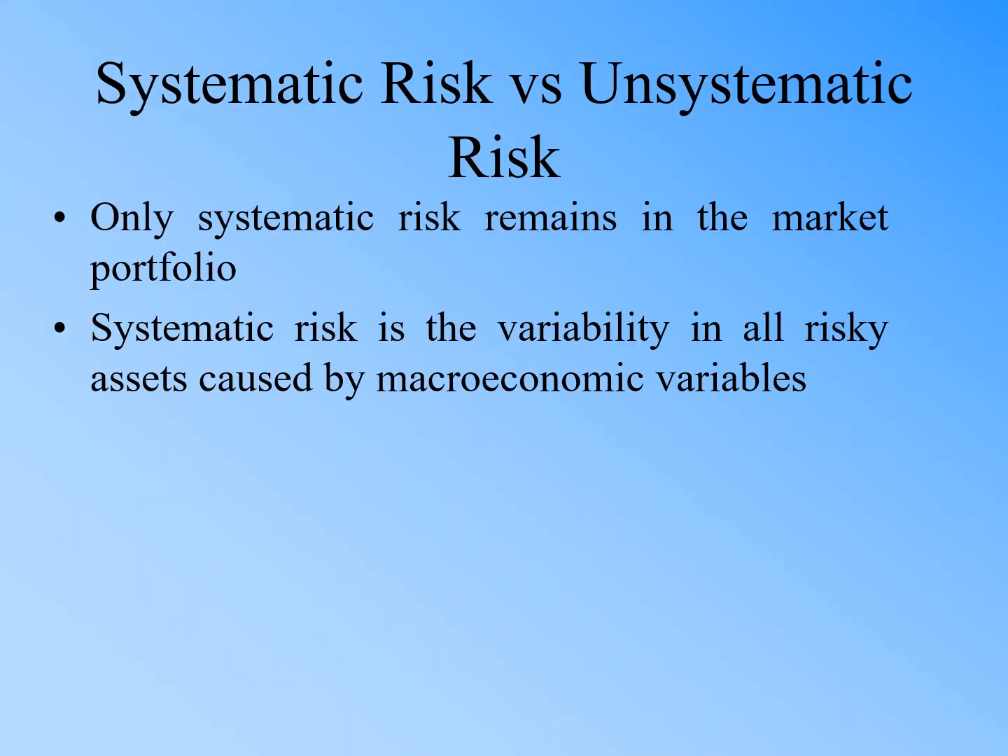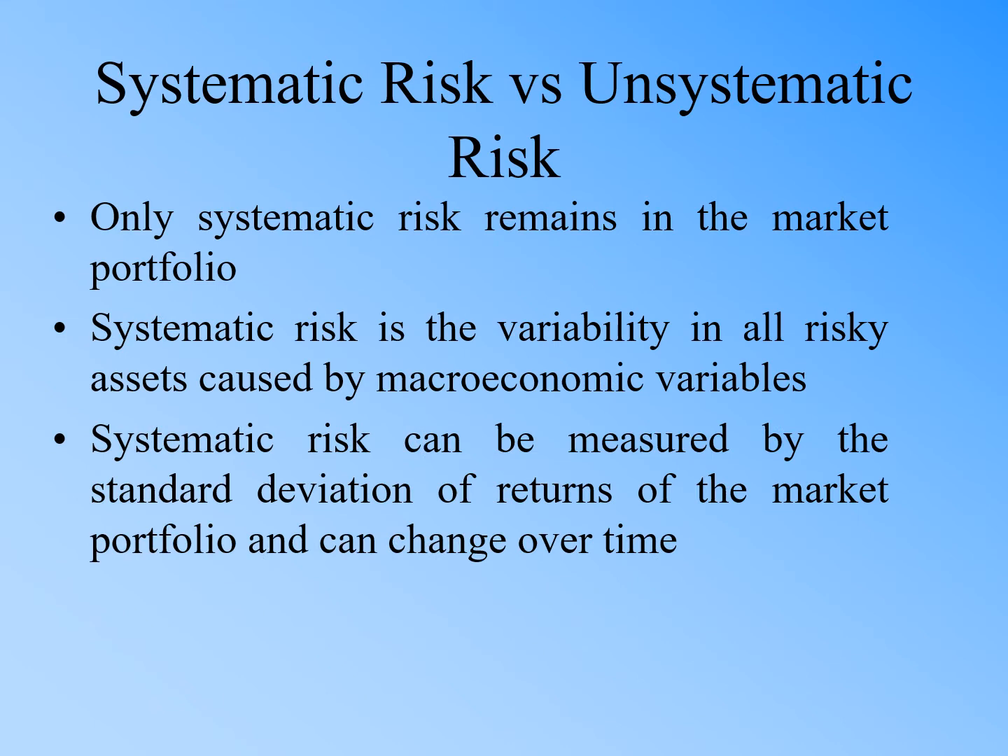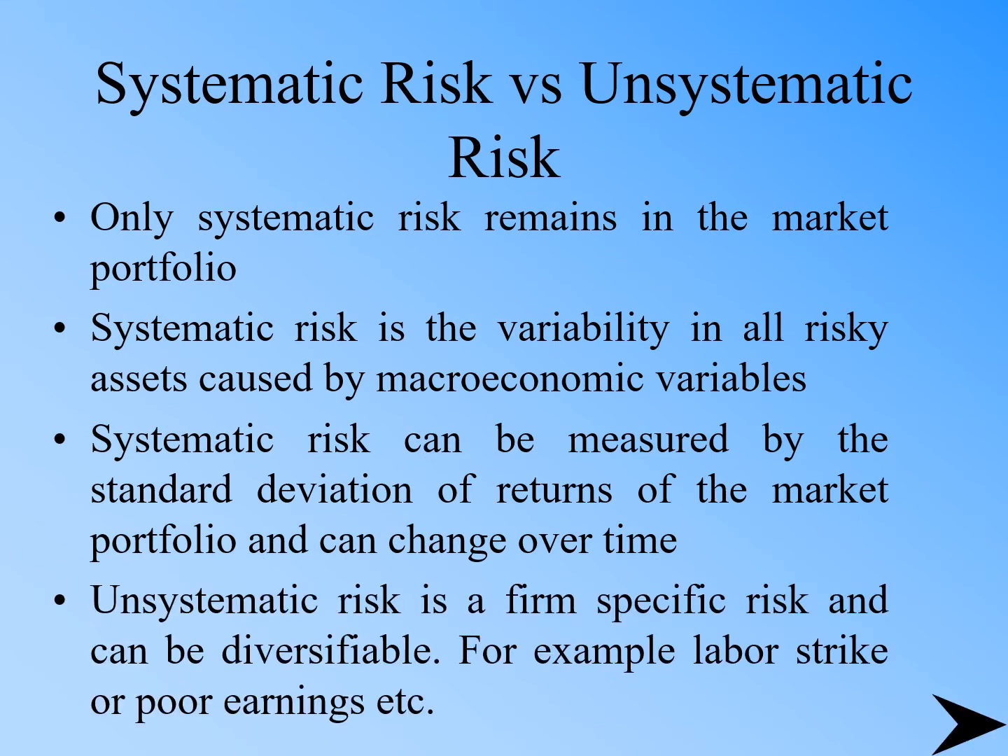Systematic risk versus unsystematic risk. In the previous lecture, we have concluded that the M portfolio on the capital market line that touches the efficient frontier consists of all risky assets, and that portfolio contains only systematic risk, and the unsystematic risk is completely diversified away, and that is why we call it a completely diversified portfolio. So the risk that exists in the market portfolio is the systematic risk.